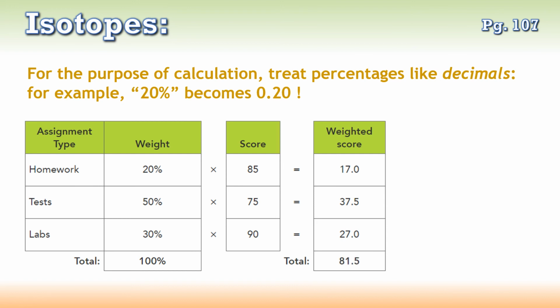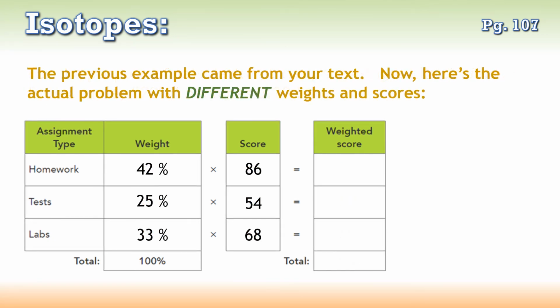Okay, so that's an example from the textbook, and then we have just another, just for our curiosity. Suppose the numbers were different. Suppose these were the numbers. Well, then it would be 0.42 times 86, 0.25 times 54, 0.33 times 68, and we would add them all together, and whatever it said, that would be the final score.